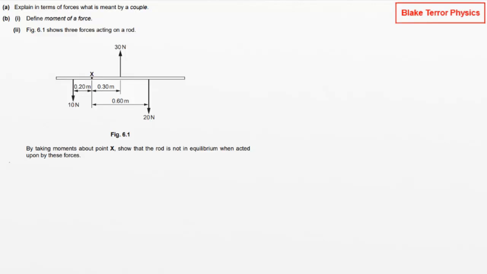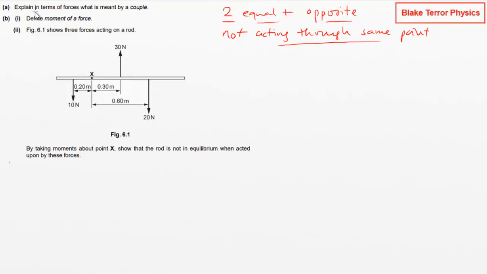All right, now we've got another moments question. Repetition makes you more proficient on these things, even if they can seem pretty straightforward. Explain in terms of forces what is meant by a couple. So we need 2 equal and opposite forces, and they need to not be acting through the same point, or you can say that they're separated by distance. But these are the key things. There's got to be 2 of them, they've got to be equal and opposite, and they've got to not act through the same point.